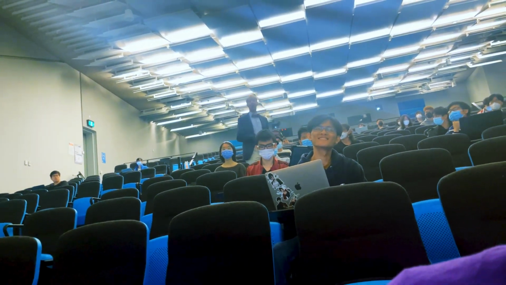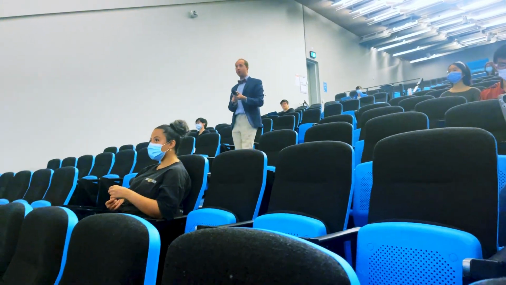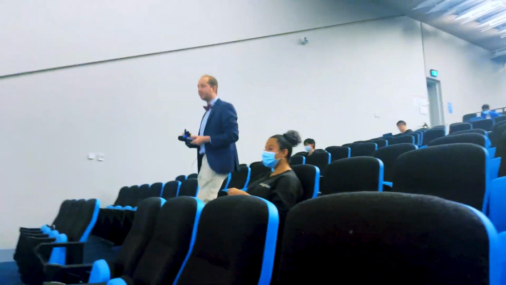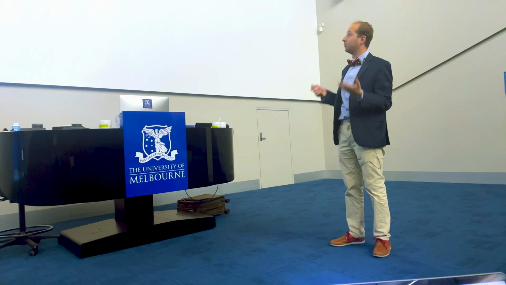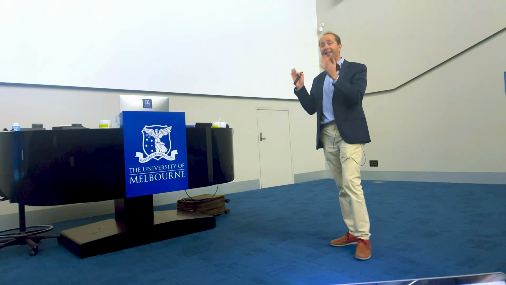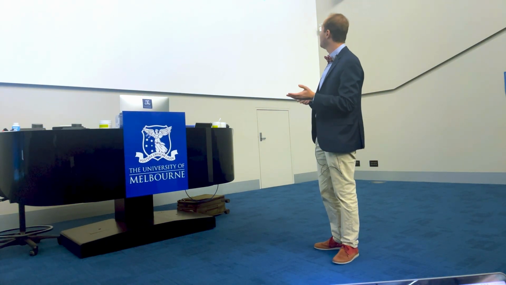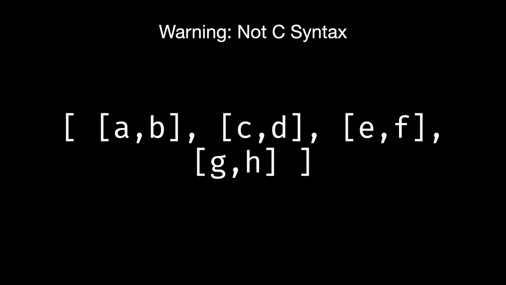That's exactly right. So 2D arrays, despite their imposing appearance, can be thought of as just collections of 1D arrays. This is not C syntax, but as Claire pointed out to us, we can think of this as a collection of subvectors, which each in themselves are arrays. So we have 4 rows and 2 columns. Each of the columns have 2 in them.